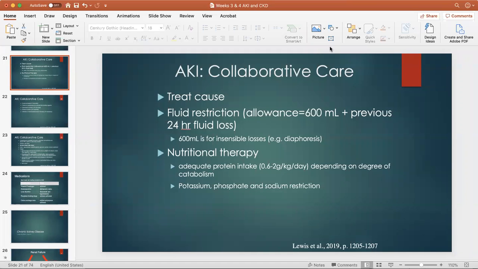So let's say your patient has come in and they have been diagnosed with acute renal failure, and they're on your unit and you're caring for them. What is it that you need to worry about?